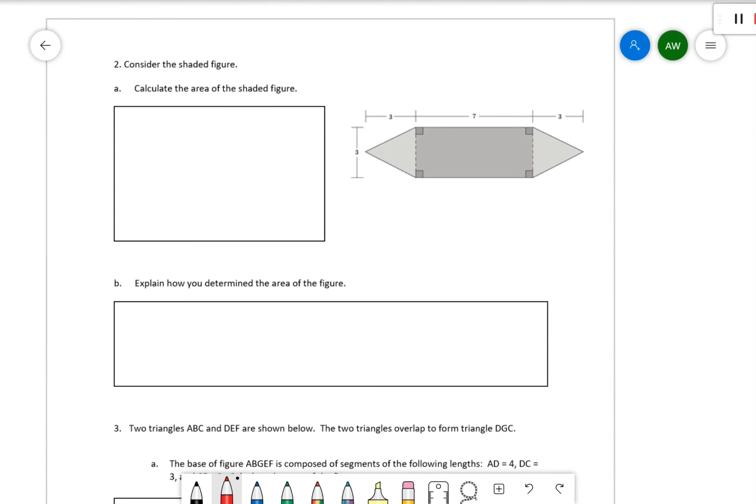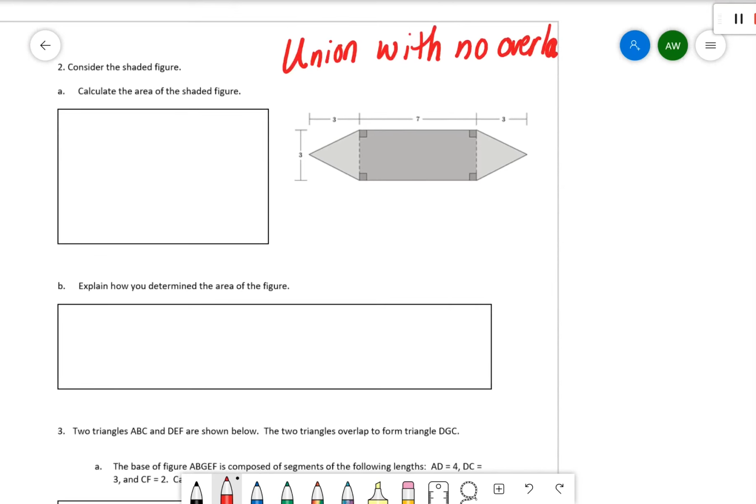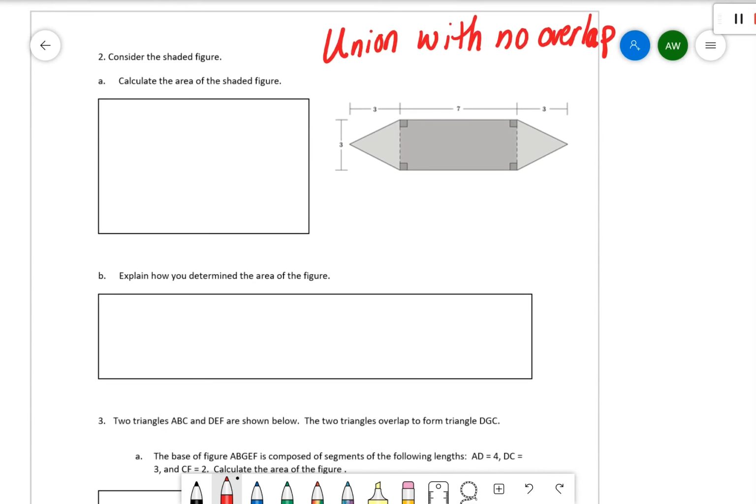So after that quick review, let's look at this shaded figure. We're calculating the area of the shaded figure, and this is what we call a union with no overlap. We call this a union with no overlap because each of our shapes are next to each other, but they don't overlap each other. They're not on top of one another. We have three shapes here. We have two triangles and a rectangle.